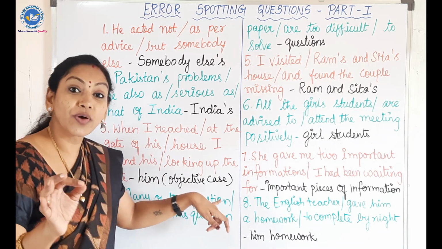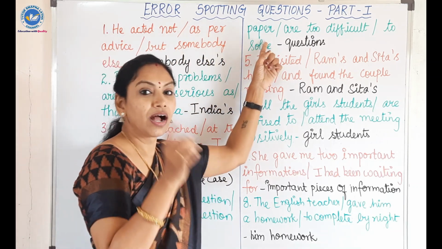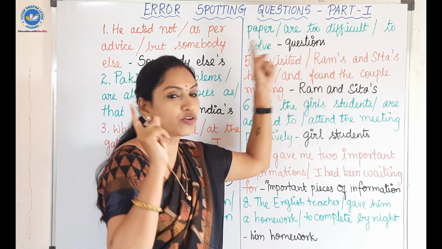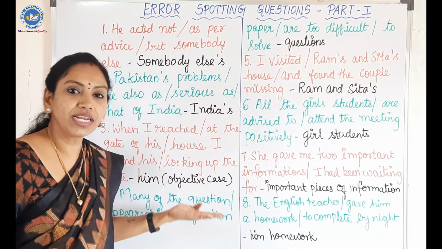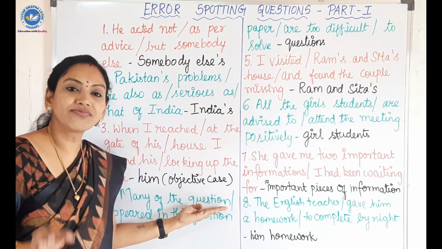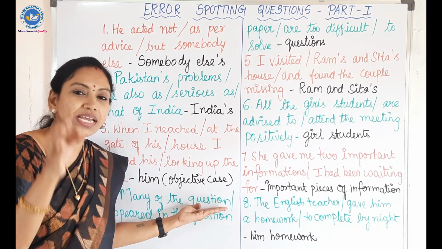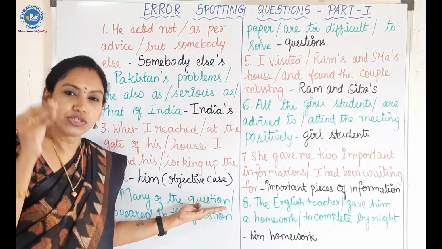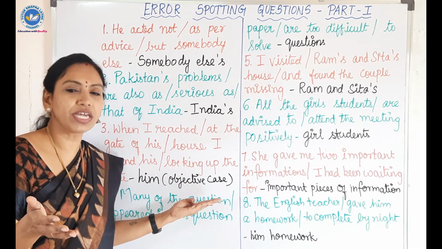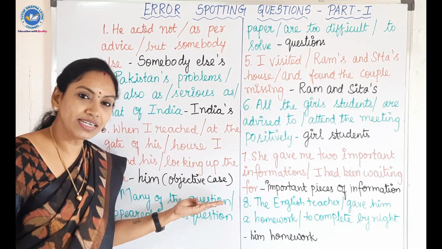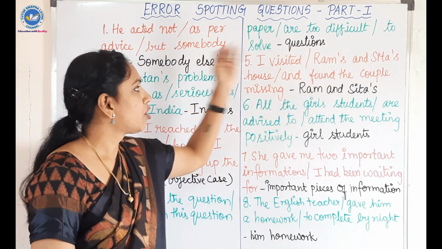Many of the question appeared in this question paper are too difficult to solve. Here, as everything is given in plural, we cannot have question because we are absolutely talking about questions only. The main noun we are talking about is question, so that is singular. A question paper will have so many questions. So they have given it in singular. You have to write it in plural. That is questions. Okay friends.